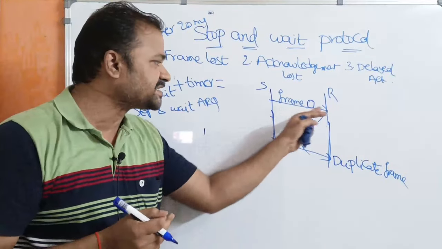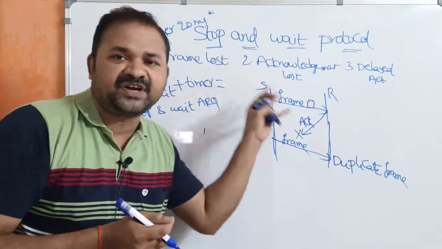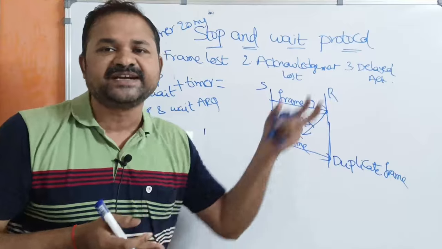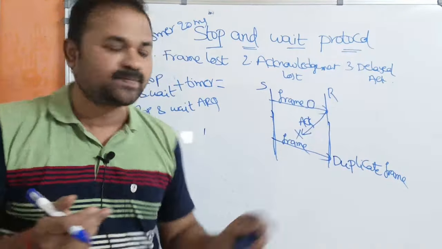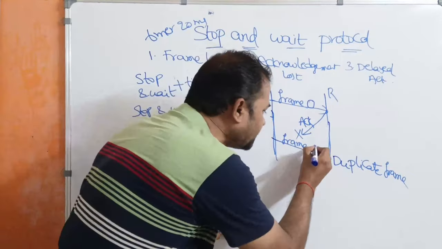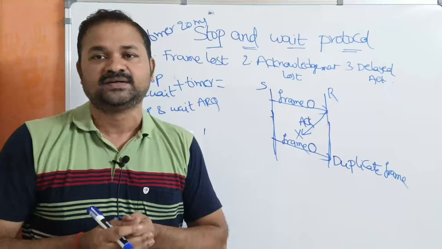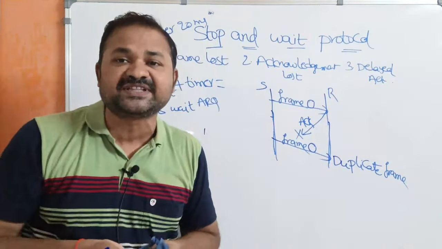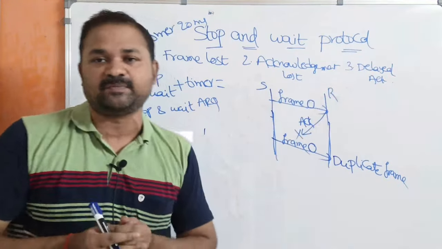So the sender sends frame 0 to the receiver, and it will wait for some particular time. Let the time period expire. So the sender is retransmitting the previous frame once again. What is the sequence number here? Frame 0. So it is retransmitting frame 0 once again. By seeing this frame 0, the receiver thinks that this is the duplicate frame.